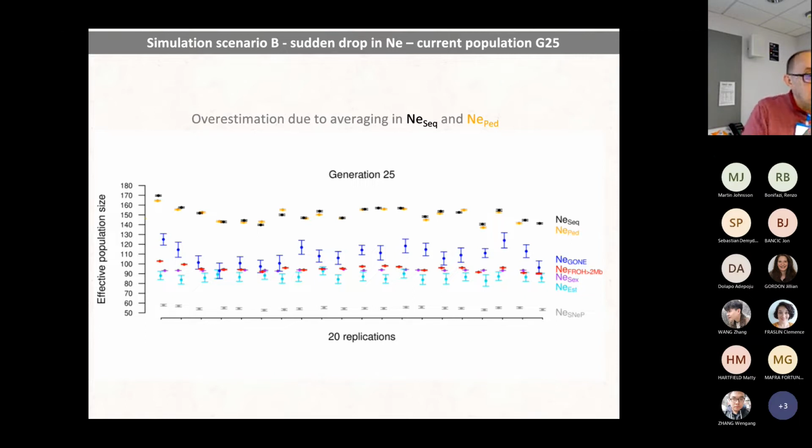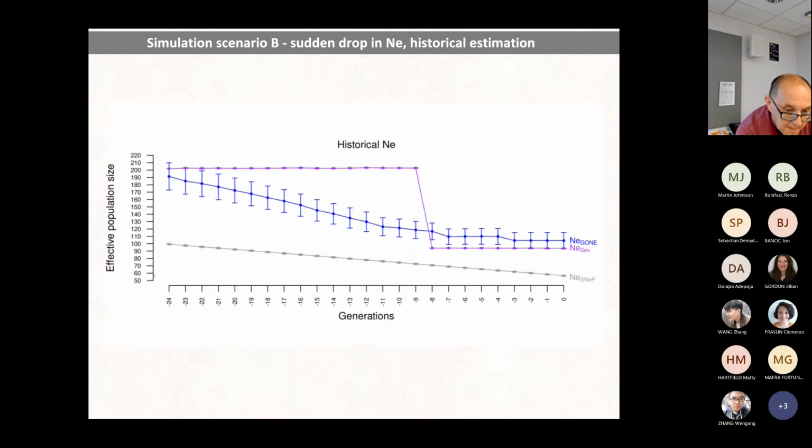So if we would go on a pedigree on a smaller interval, or if we would not catch the time when the population was very big, then we would get much better estimates. You would see that GONE was also a little bit over because it would catch that. And this is how GONE gets it historically.